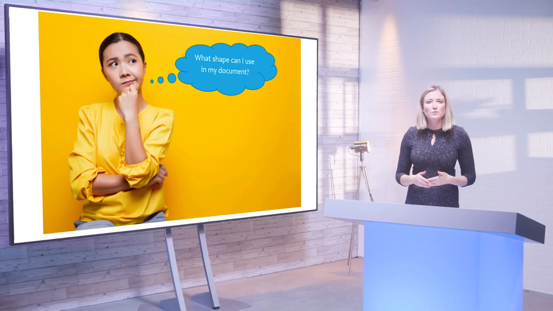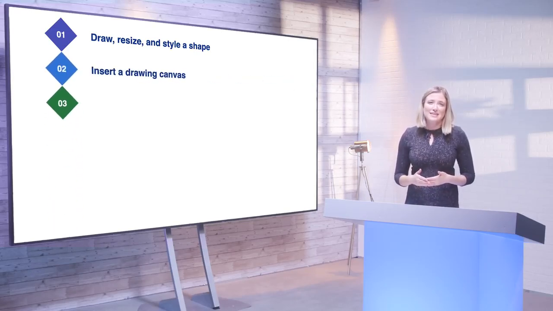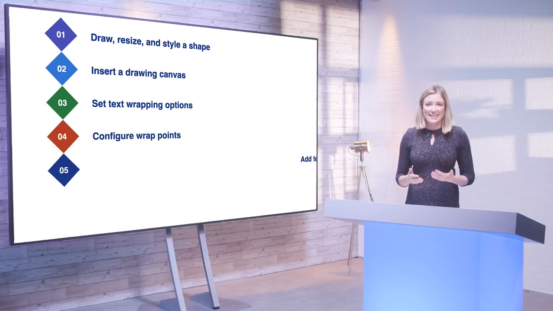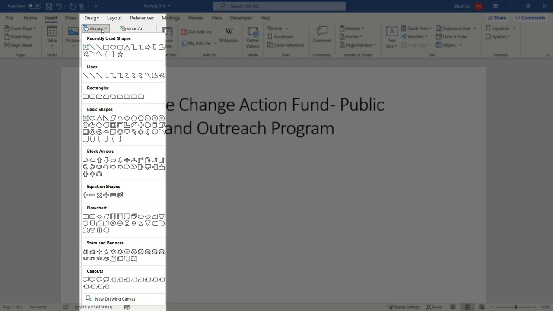In this lesson, you will discover different types of shapes and learn how to draw, resize, and style a shape, insert a drawing canvas, set text wrapping and position options, configure wrap points, add text, and add captions to shapes. A shape is a geometric object. It can be a standard shape, such as a square or a circle, or it can be something more complex. For example, a shape you might add to a flowchart.